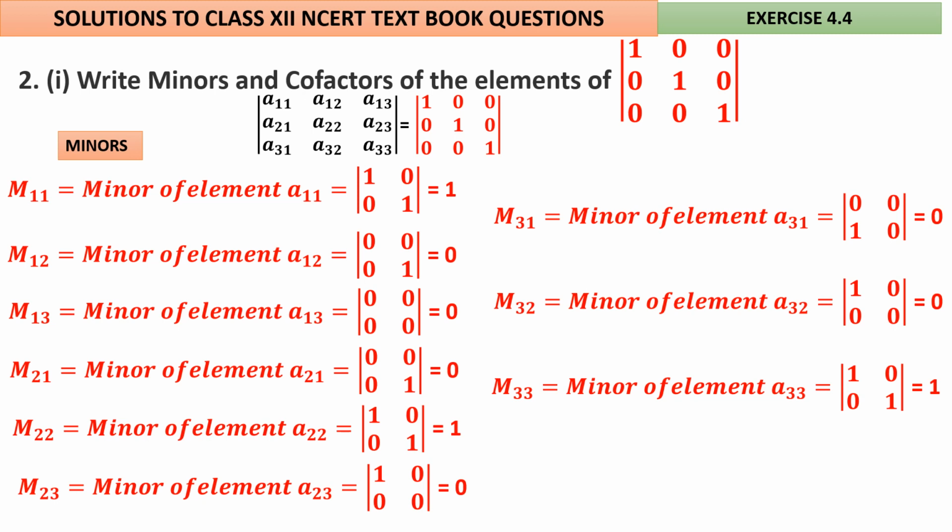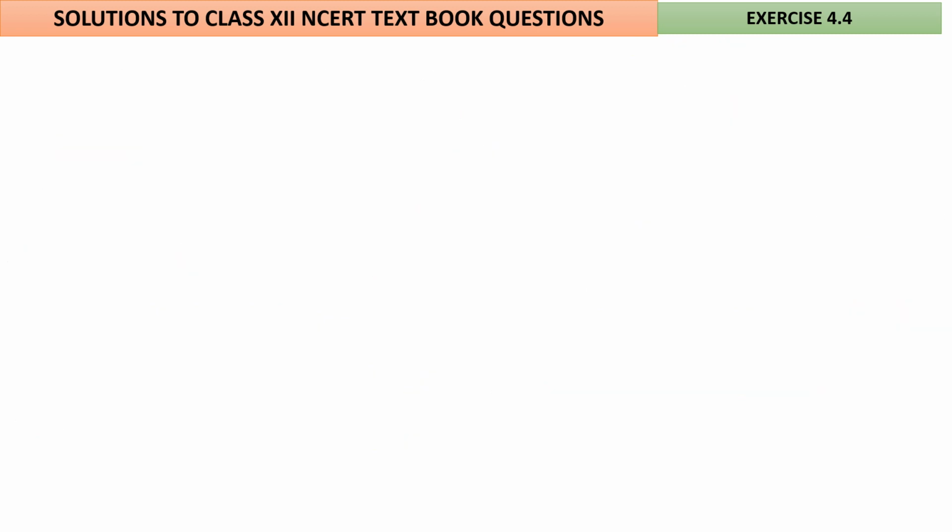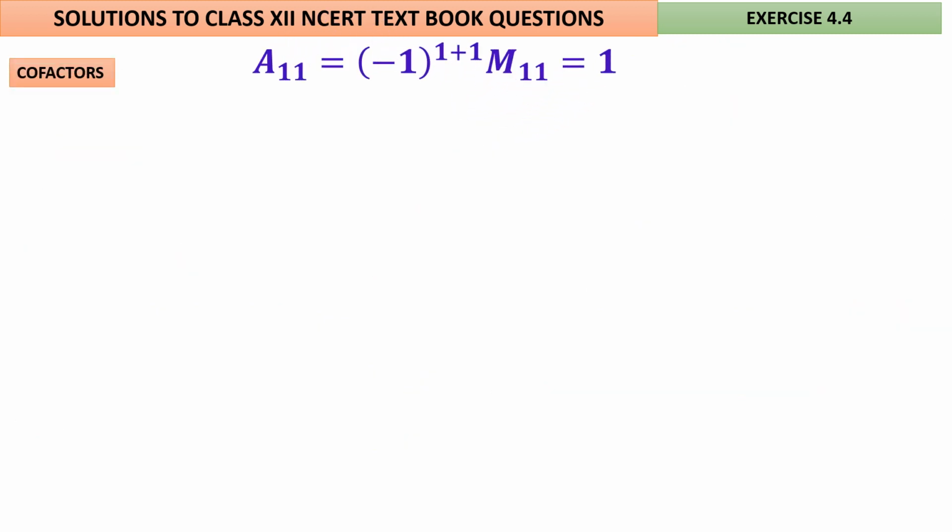The minors are obtained by removing the row in which the element lies and the column in which the element lies. Here I have found only the minors. How to get the cofactors? Attach the respective sign. If it is minus 1 whole power even number, positive; minus 1 whole power odd number, negative. Let's come back to the cofactors now.